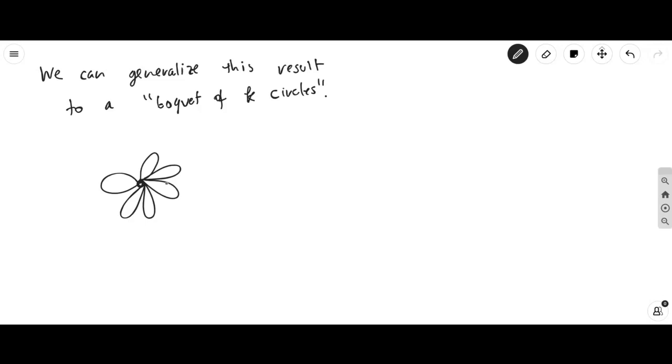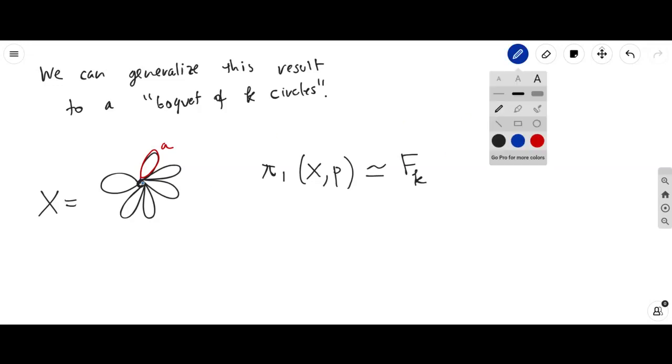So in this case, we have 1, 2, 3, 4, 5, 6 circles. So let's say this is X. Then the fundamental group of X at the point where the circles meet would be isomorphic to a free group of rank K. K is the number of circles, and the generators would be every loop. So if this is your A, and this would be your B, and so on.